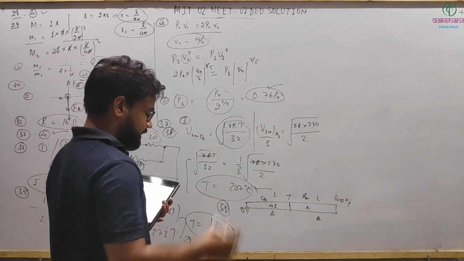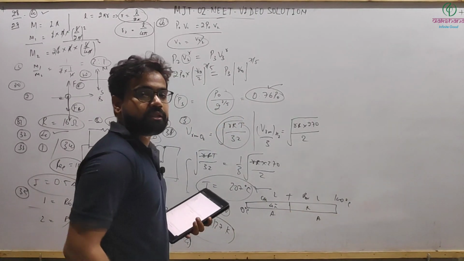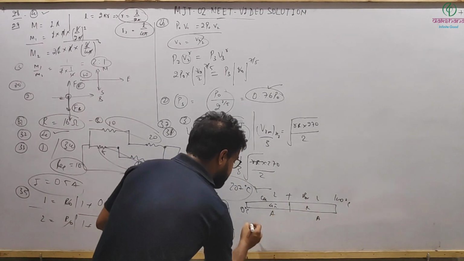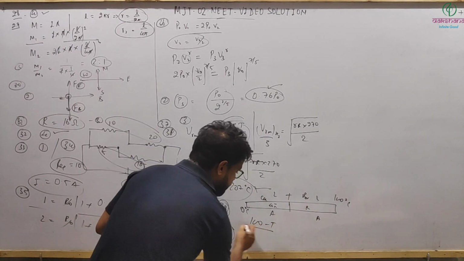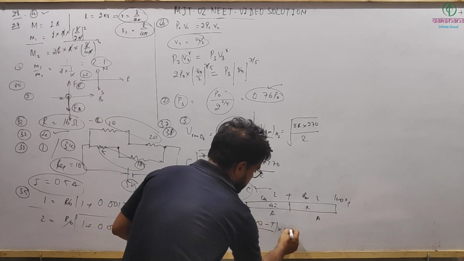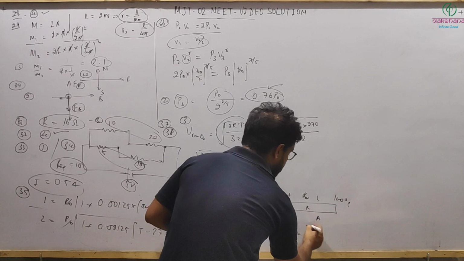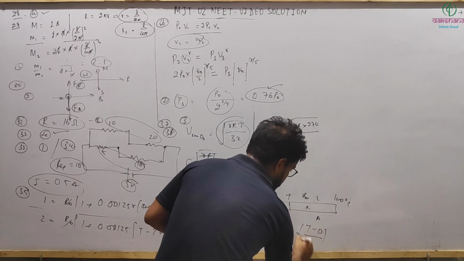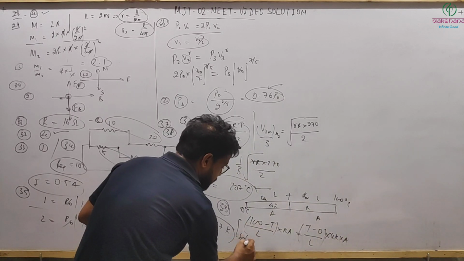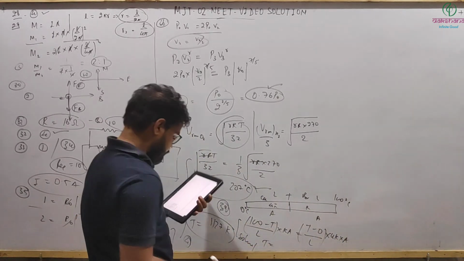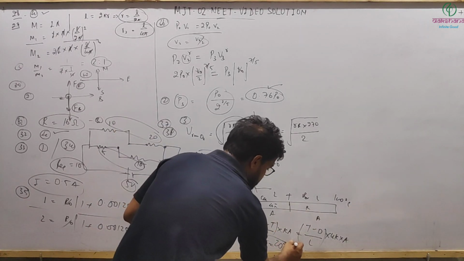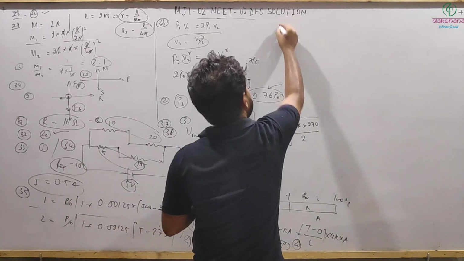So now we can write actually, whatever the current flowing this way should be equal to this way. So 100 minus T by L by K into A should be equal to T minus 0 by L multiplied by 4K into area A. Solving this, we get T is equal to 20 degrees Celsius, matching with option number 4. Next question number 40.